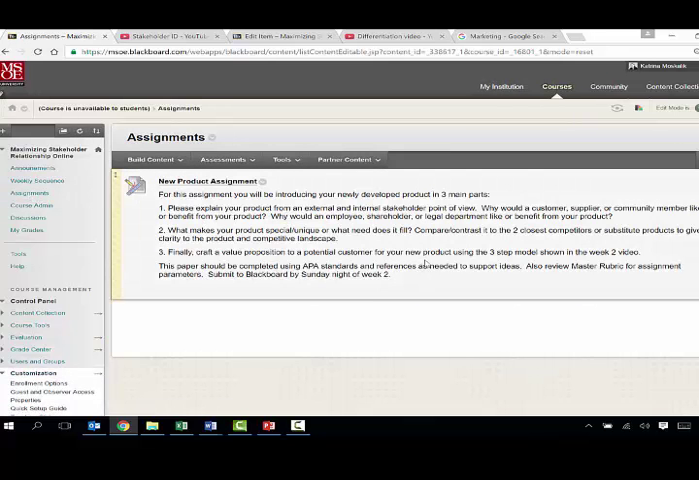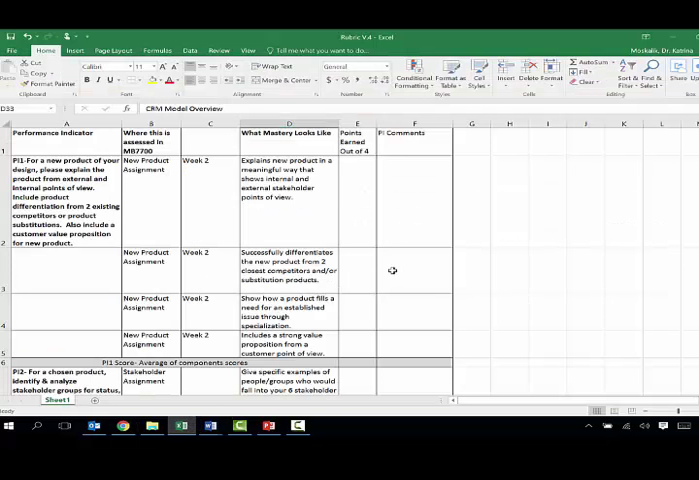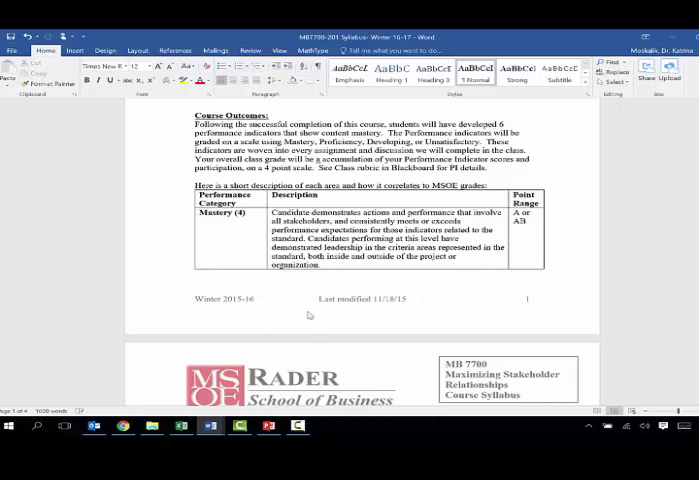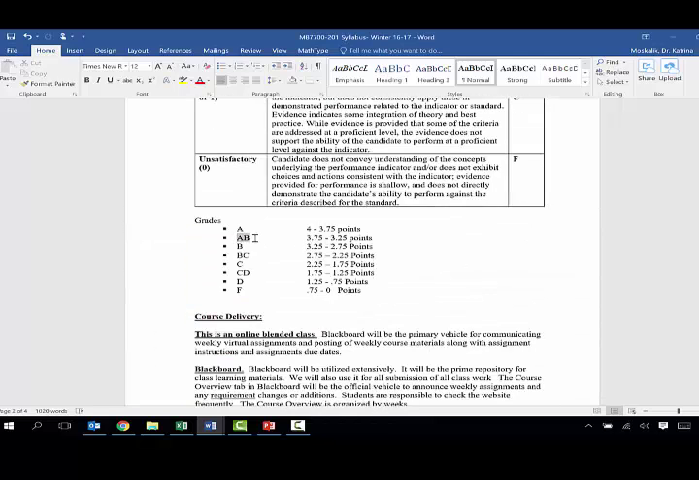And this is what the new product assignment looks like, which is the only assignment I have built so far, but you can see it. And those 3 bullets right there match very clearly with these 4 indicators. So what I do is say you got a 3 here, a 3.5 here, you did this one really well, and this one, it was okay. So I'm going to average those, and for performance indicator 1, you got a 3.4375, which if we look at our syllabus again, 3.4 is an AB.